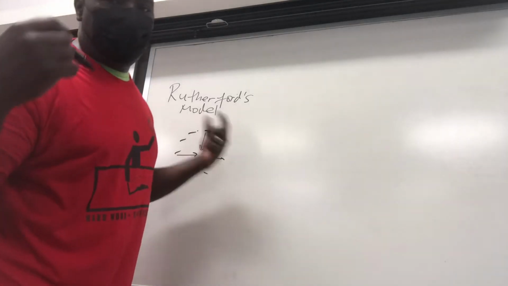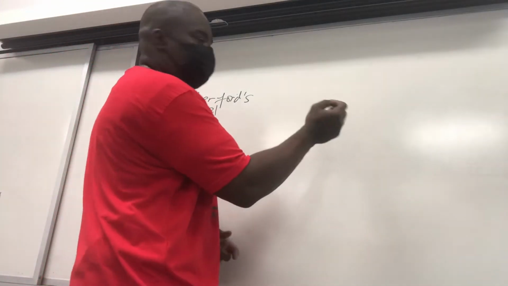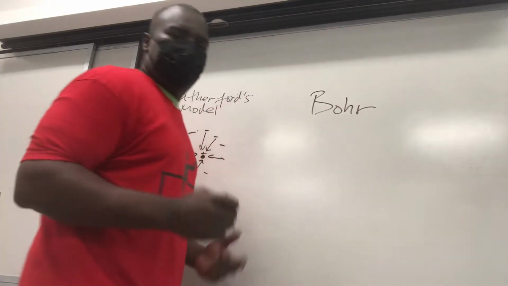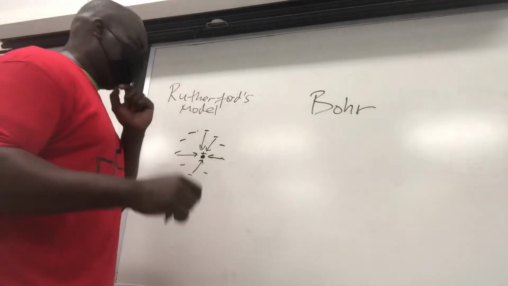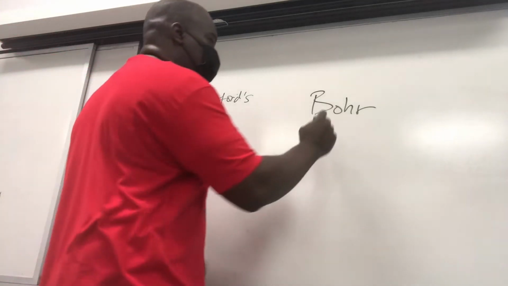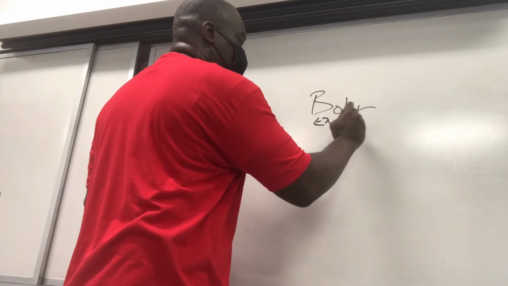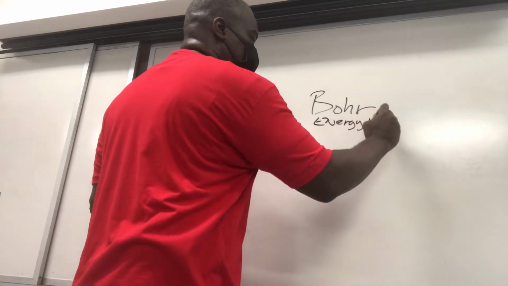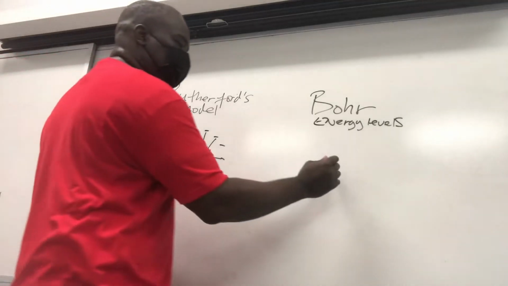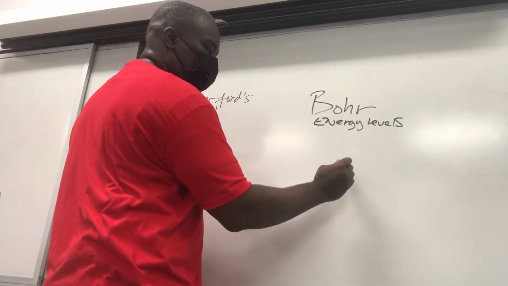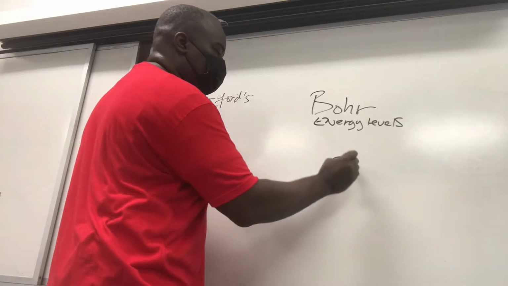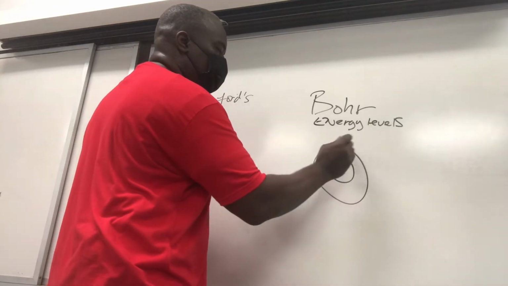So, along comes Bohr, Niels Bohr, B-O-H-R, famous scientist, very brilliant, all of them are very brilliant, okay? He proposed something called energy levels, right? The atom has specific energy levels, so let me draw that real quick. So we have our nucleus still, the nucleus is still positive, right? But around that nucleus, he said there are energy levels.